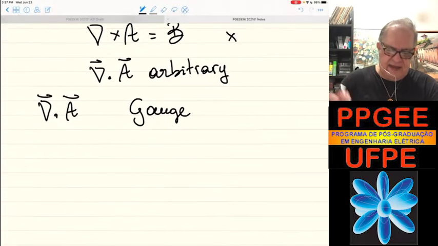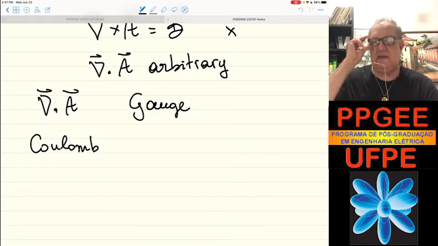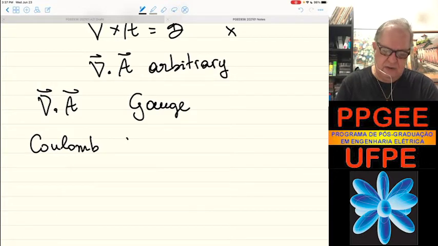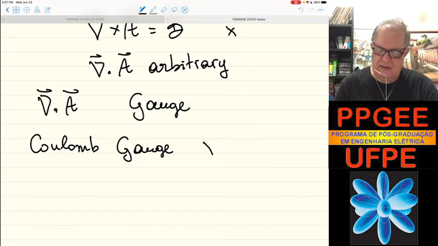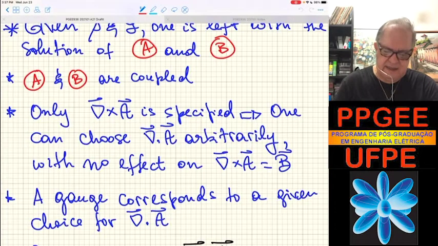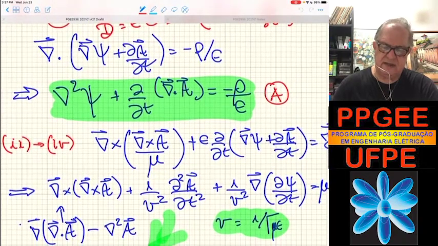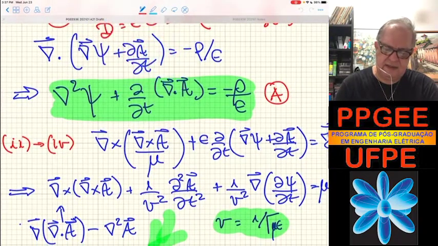Well, one of the gauges is called the Coulomb gauge, which we already spoke about when we discussed magnetostatics. Coulomb gauge is that very simple one in which divergence of A equals 0. And the question is, what are the consequences of using the Coulomb gauge? So let's just take a look here into the equations. When I put divergence of A equals 0, what happens?